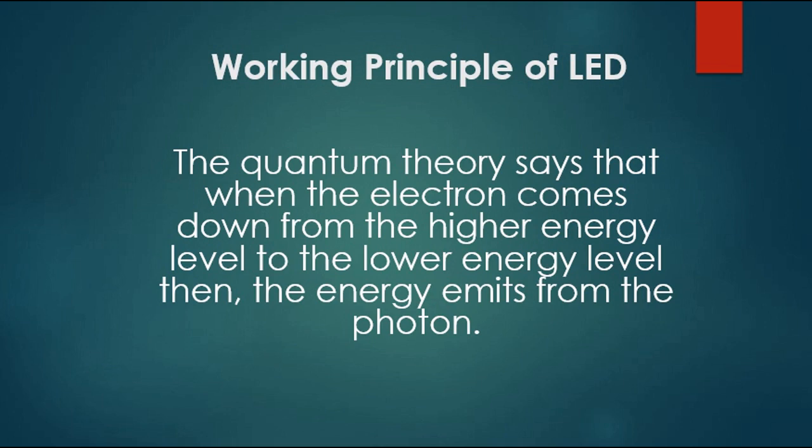So in that case, the quantum theory says that when the electron comes down from the higher energy level to the lower energy level, the energy is emitted as a photon. That is the principle. The quantum theory says that when the electron comes down from the higher energy level to the lower energy level, that is just to explain it in my own way.